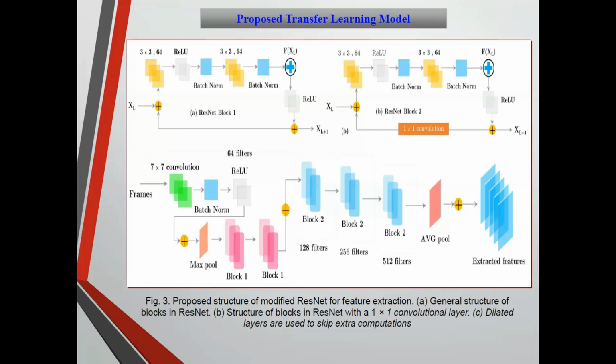Number one is the general structure of blocks in ResNet, and point B is the structure of blocks in ResNet with a 1x1 convolution layer. And number three, the dilated layers are used to skip the extra computation. Actually, a lot of computation happens. So here the objective is how to minimize the complexity of the model and the computational time. So in that case, we have used the dilated layers, so that the number of iterations and the extra computation are reduced.